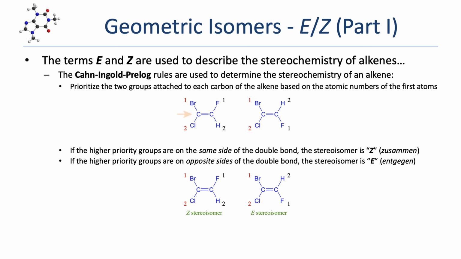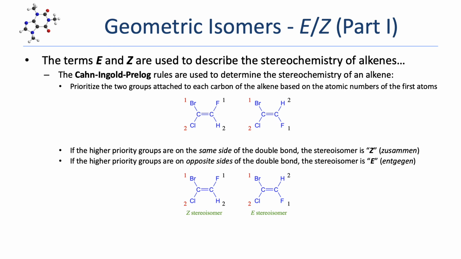If we look at the left carbon in the left structure, look at the two atoms directly bonded to that left carbon. We have a bromine on top and a chlorine on the bottom. Now bromine has a higher atomic number than chlorine, so it gets the higher priority, 1, and chlorine gets the lower priority, 2. We then do the exact same thing to the two groups attached to the other carbon of the double bond. So if we look at the right carbon, the two atoms directly attached to the right carbon are a fluorine and a hydrogen.